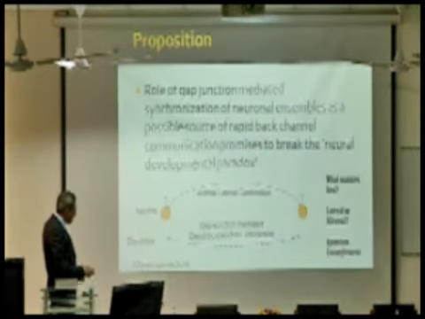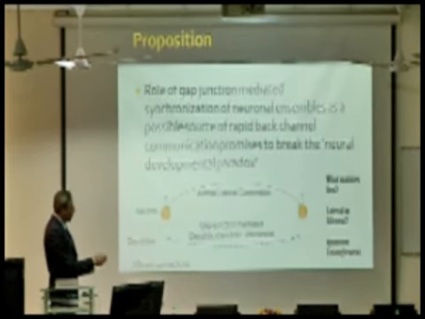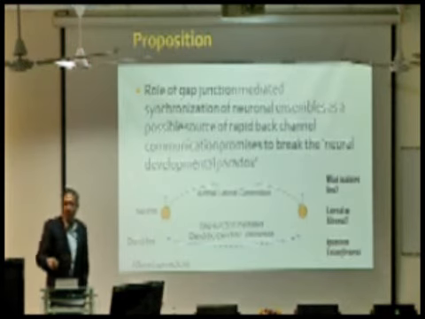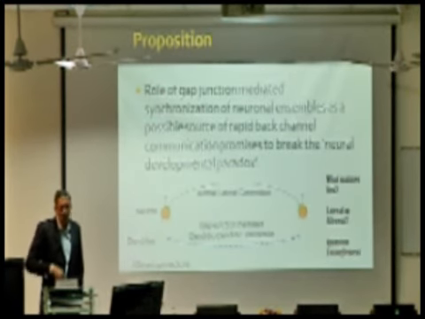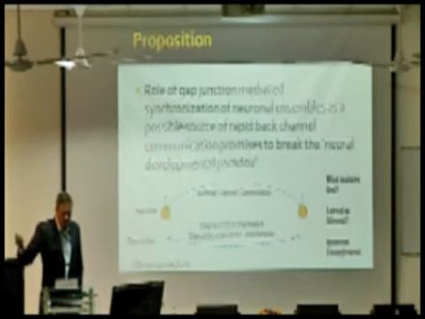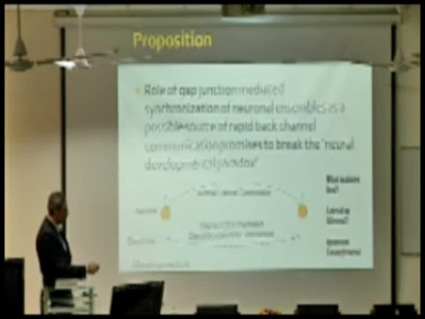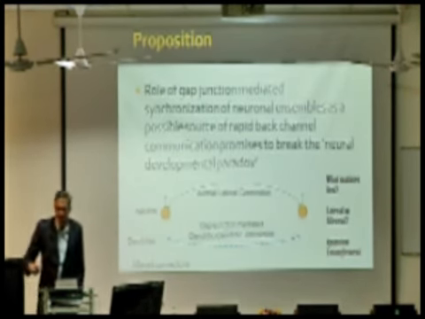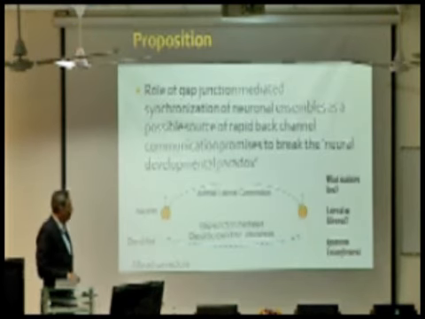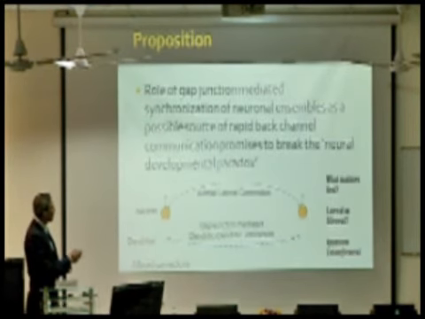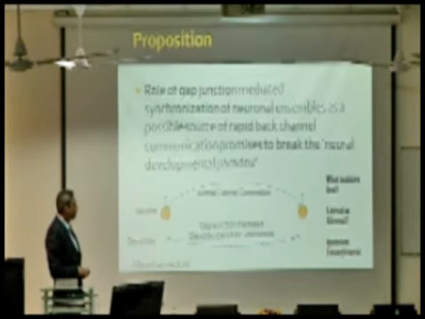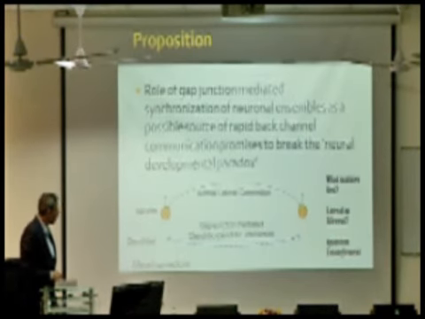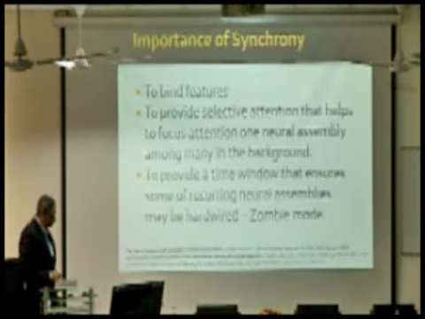So when you see an apple, you will begin to see the spelling of an apple automatically, because then it becomes hardwired. So when you remember multiplication tables, you put all your attention to understand that, but later on all your mathematics simply flows out of you, because then it all gets hardwired. So the hardwiring takes place much later, and that's what I talk about, the brain function has to be taken there. So role of gap junction mediated synchronization of neural ensembles as a possible source of rapid back-channel communication promises to break the neural development paradox.